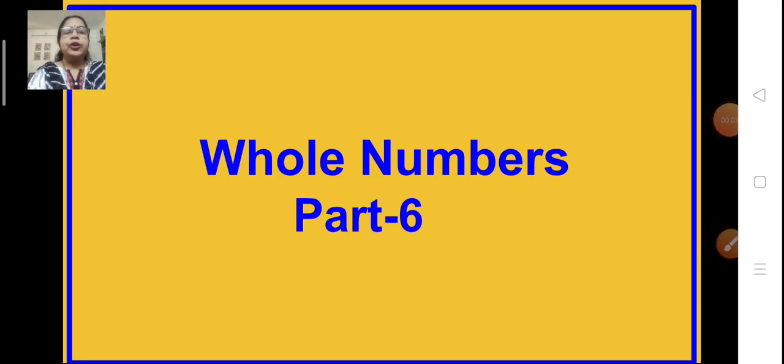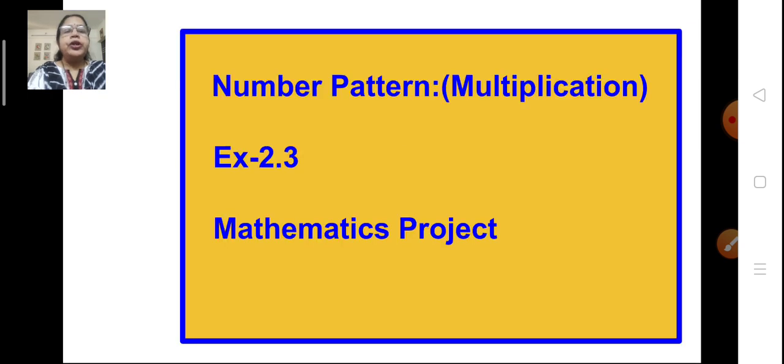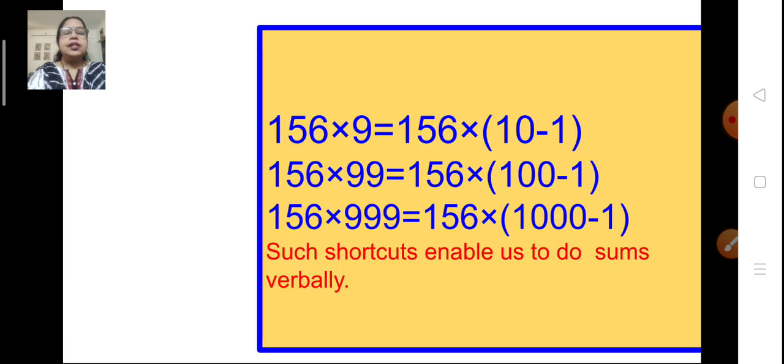Today's lesson is the concluding part of chapter 2, whole numbers. This is part 6 of the chapter. So what are we going to learn today? Yes, we are going to learn a few more number patterns which will help us in multiplying numbers by shortcut methods. Then we will complete exercise 2.3. We will also discuss the mathematics project which you are going to complete during your summer break. So let's start with number patterns.